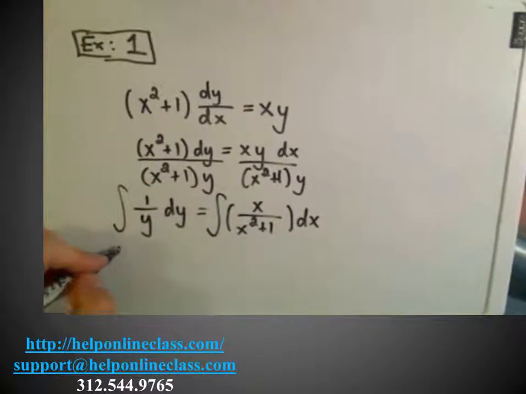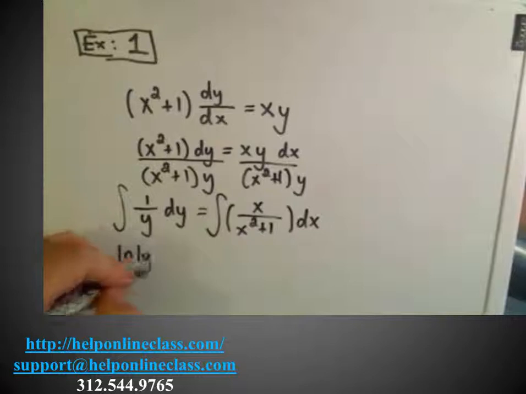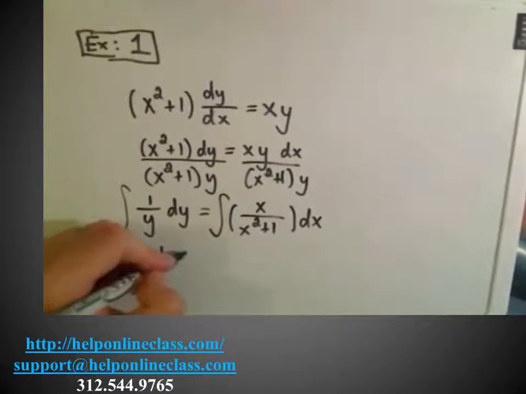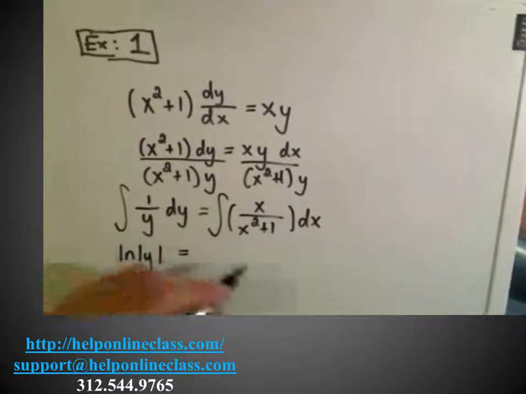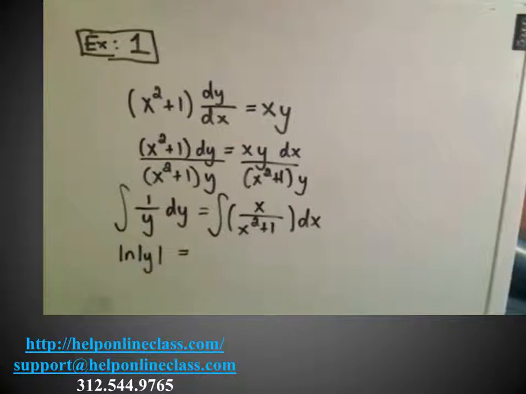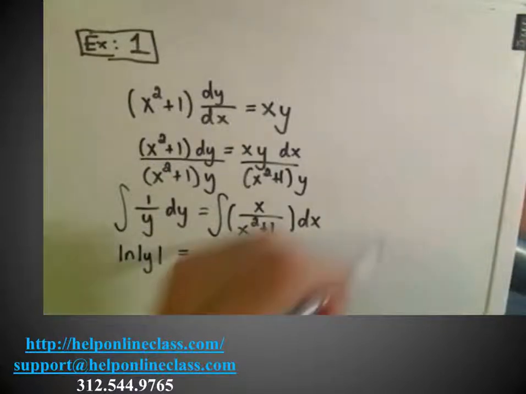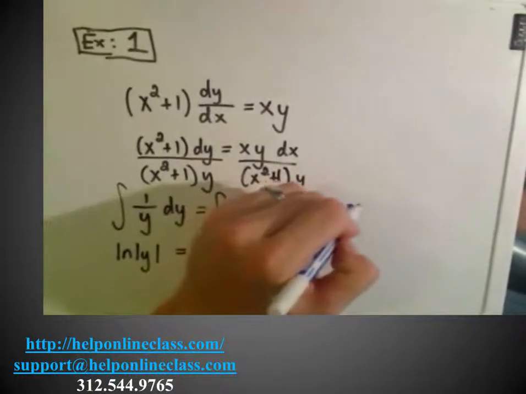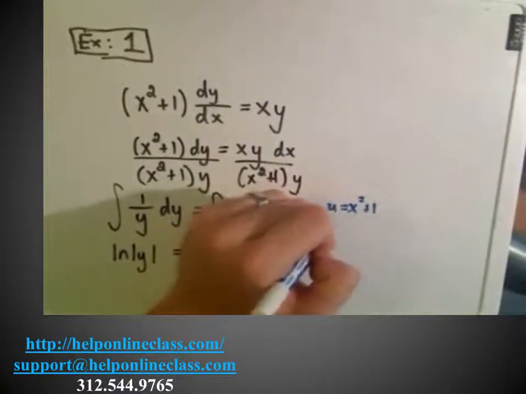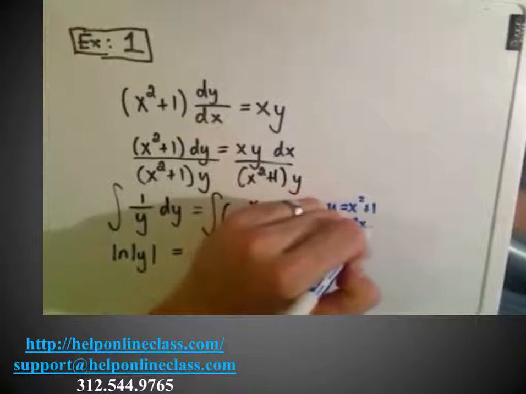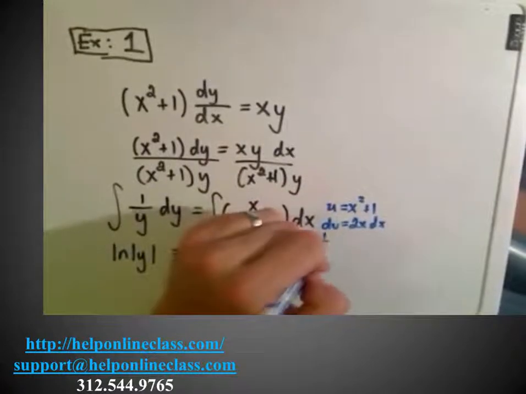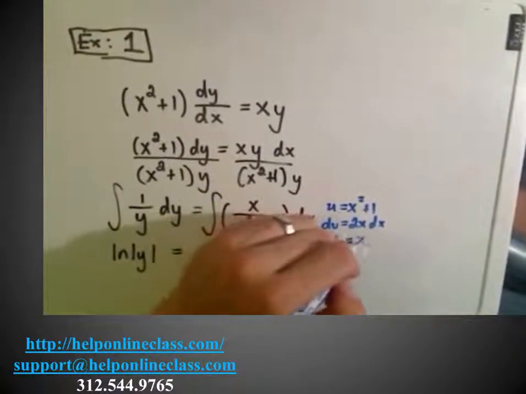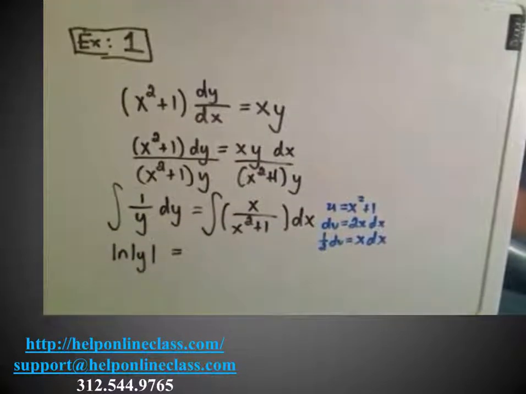So at this point, all we really do is integrate both sides. Well, if you integrate the left side, you get the natural logarithm of y. Normally you tag on a plus c. We can just put it on one side or the other. To integrate the right side, I would have to do a u substitution. I would let u equal x squared plus 1. du would be 2x dx. So then I would get 1/2 du equals x dx.